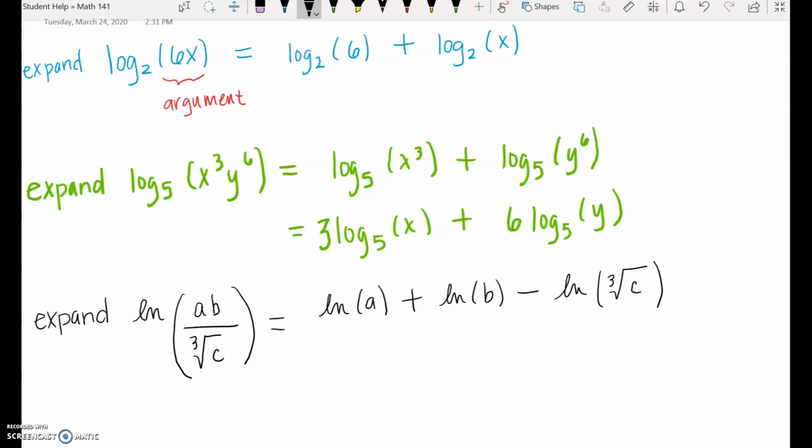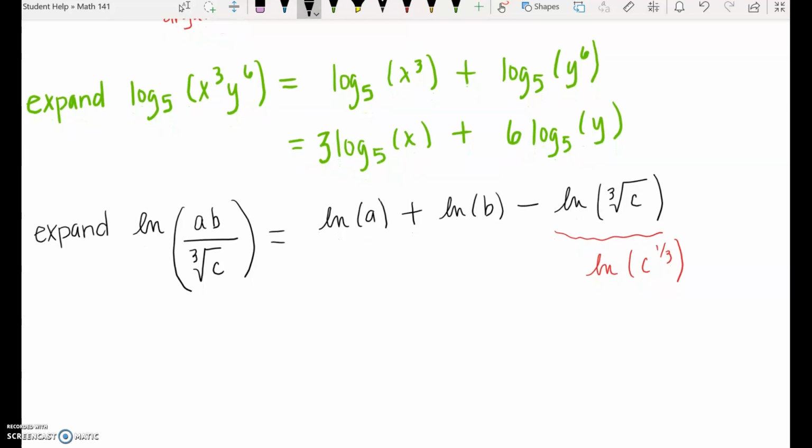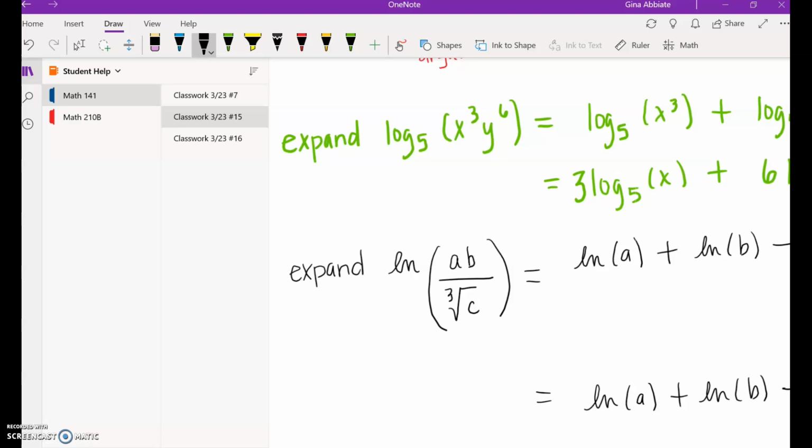The first two logs we can leave alone, but I want to make some modifications to this. I want to instead write this as the natural log of c to the 1/3 power, so that I can bring that power down into the front. So I'll have natural log of A plus natural log of B minus 1/3 natural log of C.